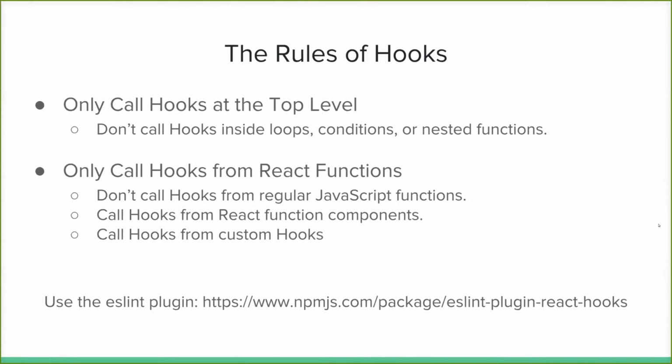So in React function components and custom hooks, how do you know that something is a custom hook? You should always prefix your custom hooks with the use prefix. And then you can use this fancy ESLint plugin that the React devs made. What this will do is say, hey, you're using hooks in the wrong place. Or hey, you're using hooks in a conditional.